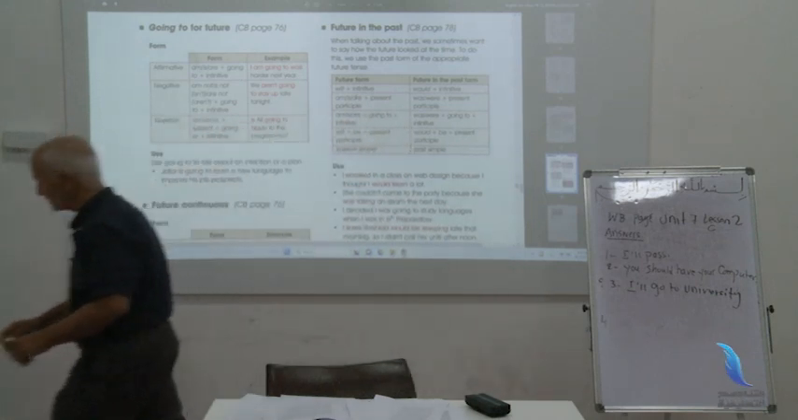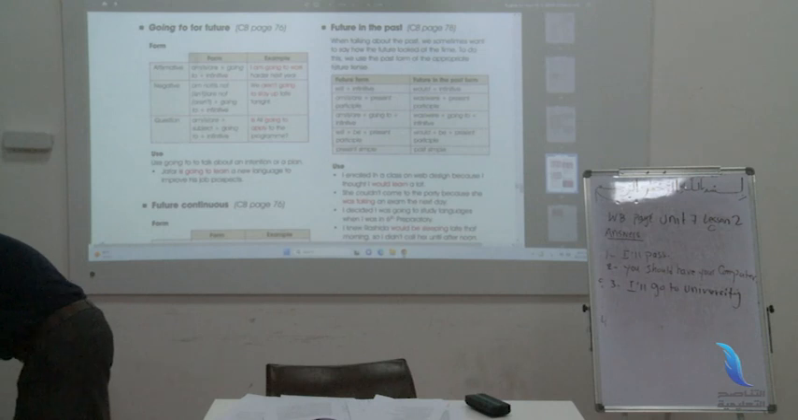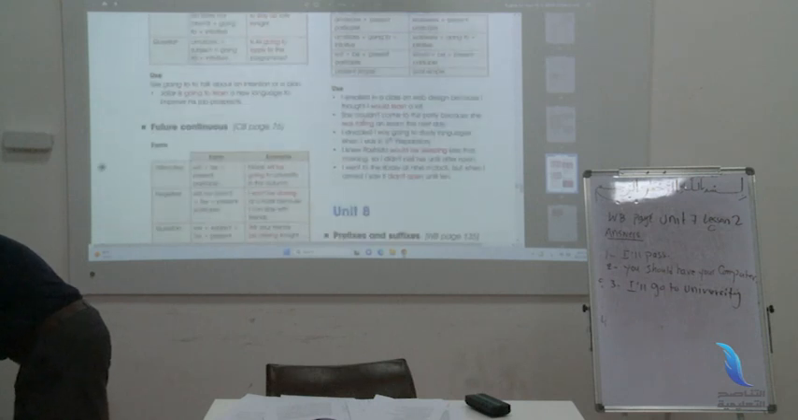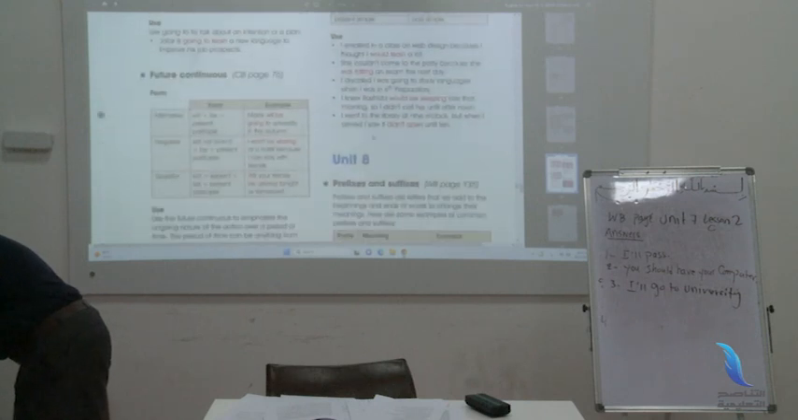Can we see some exercises here? Yes. No, I don't think they have enough.